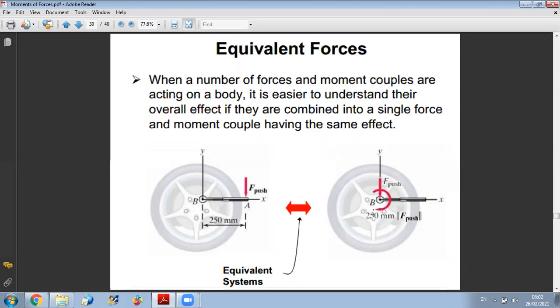Let us first start with a simple example. If I have a force F that is pushing an arm BA downward, okay? If I decide to move the force from A to B, can I move it like this and put it at B without changing or adding anything? Will they be equivalent if I put the force here instead of A?